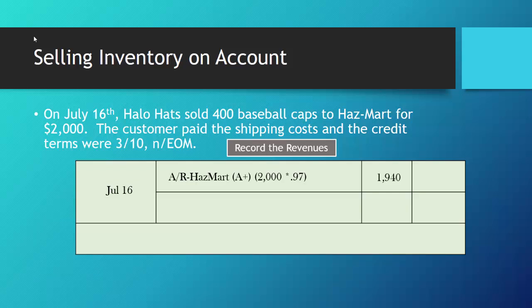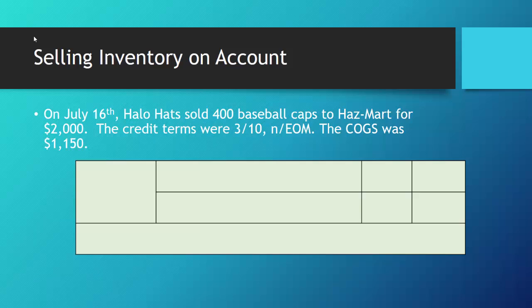What did we do here? We made a sale. That's how we generate revenue. So we're going to credit sales revenue for $1,940 as well. We sold inventory on account, 3/10 net end of month. On July 16th, Halo Hats is going to sell 400 baseball caps to Hasmart for $2,000. Credit terms are 3/10 net end of month.